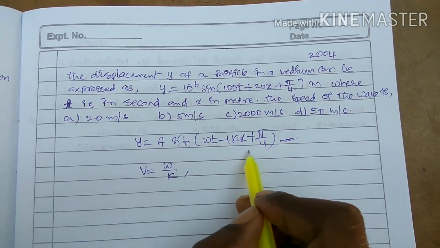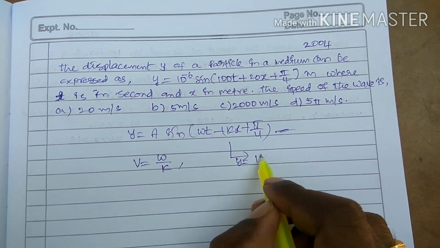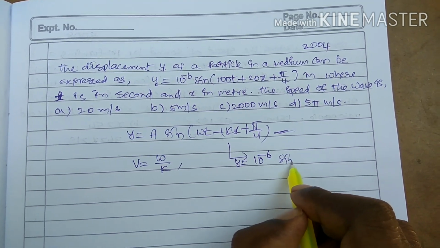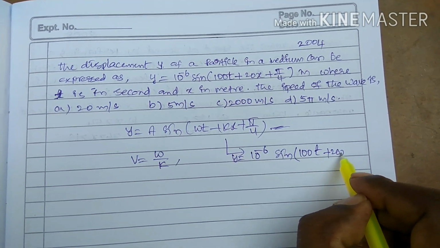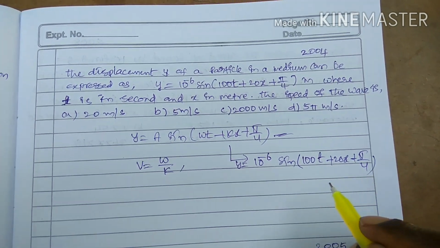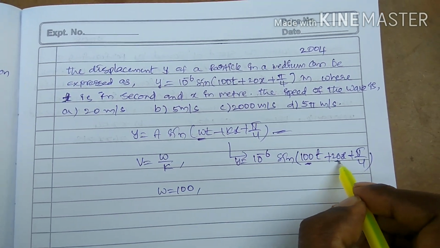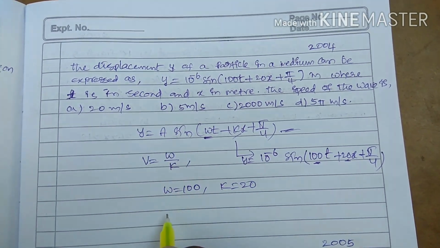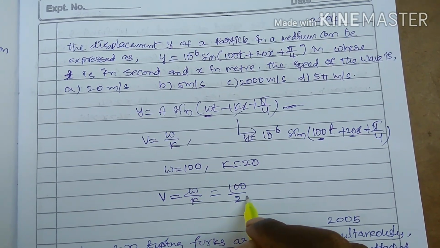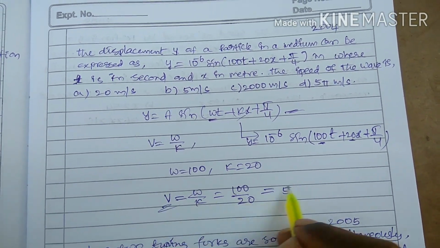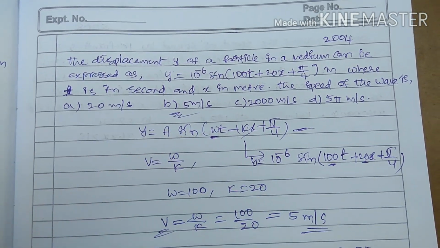Comparatively, the equation given to us is y equal to 10 power minus 6 sin(100t plus 20x plus 5 by 4). So here omega is equal to 100, and k is equal to 20. Then the speed of the wave v is equal to omega by k, which is 100 by 20, equal to 5, and the unit is meter per second. So 5 meter per second is the right answer.